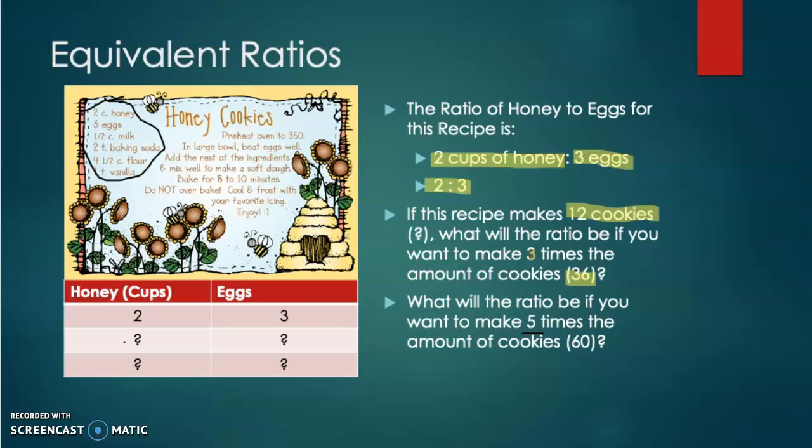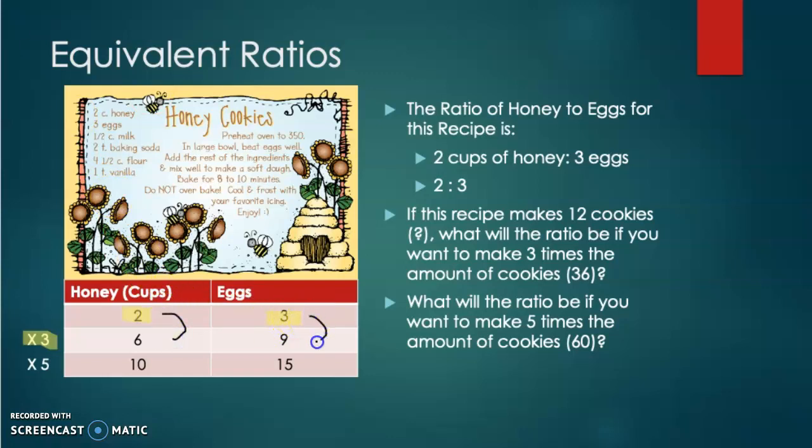All right, so if what you're saying is we should multiply the numbers by 3, you'd be correct. So let's go to the next slide. What you do is you multiply the numbers by 3. So you're going to always multiply the originals, the 2 and the 3, by 3, which becomes 6 and 9. So 6 cups of honey and 9 eggs is the ratio of honey and eggs you need to triple the amount of cookies.